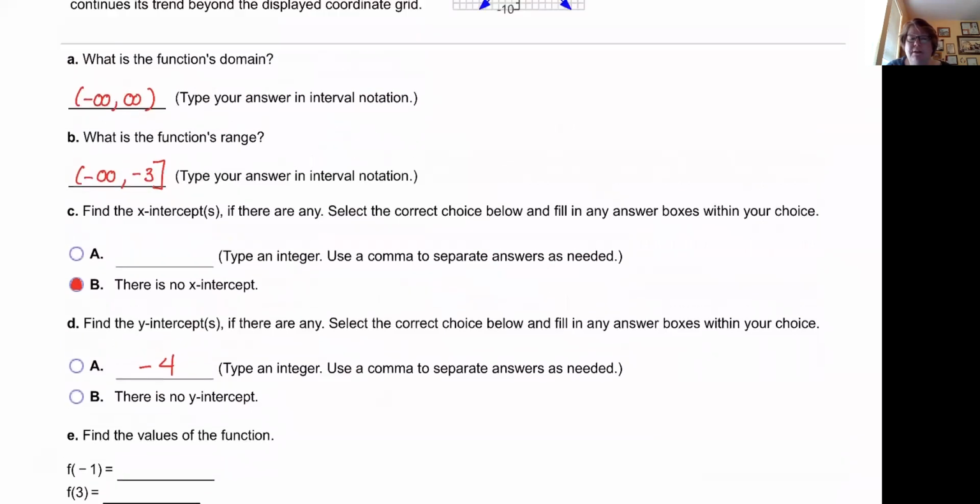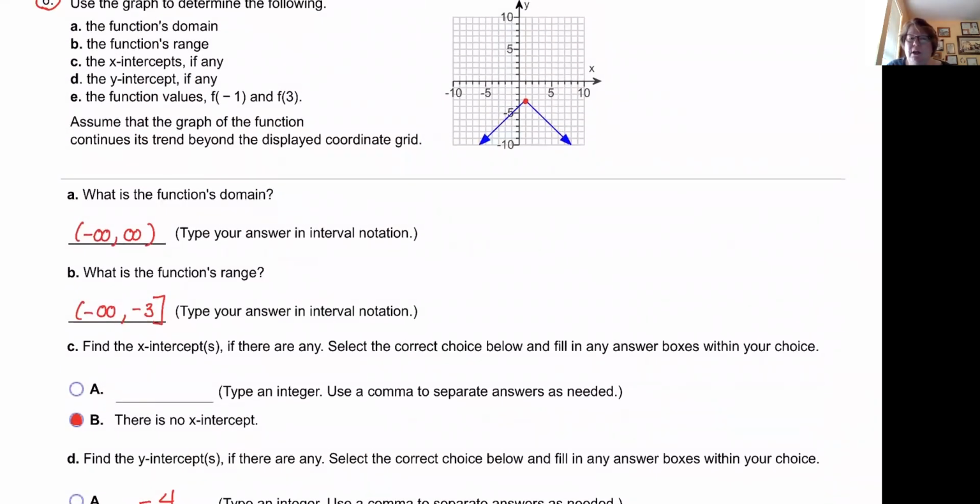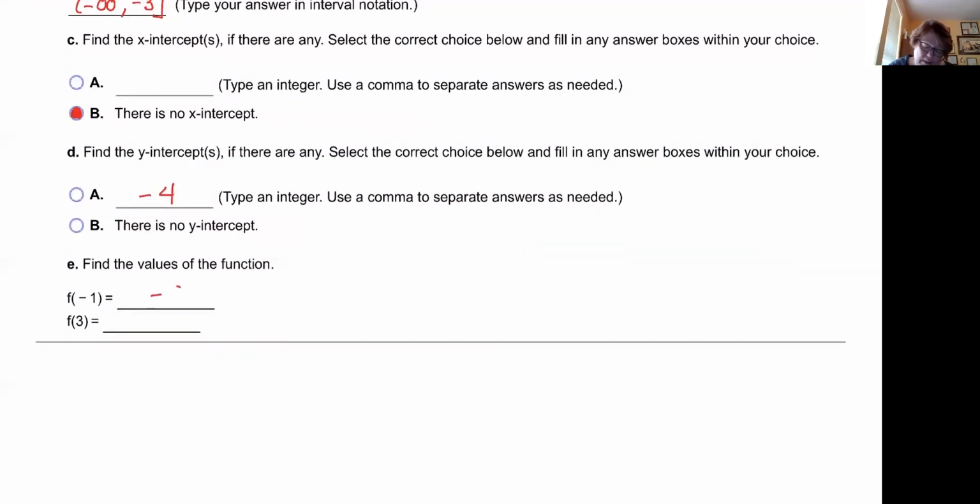All right, last but not least, to determine the value of this function at -1 and 3. Again, in MyMathLab, you'd be able to blow this up so that you could see it a little bit clearer. But -1 is right there. And if I go down and intersect where x is -1 with the graph of this function, I can see that when x is -1, y is -5. So the value of this function at -1 is -5. So I'm going to type that in.